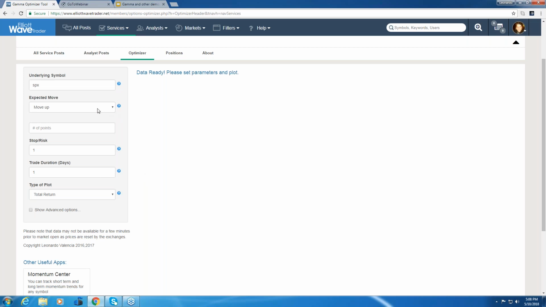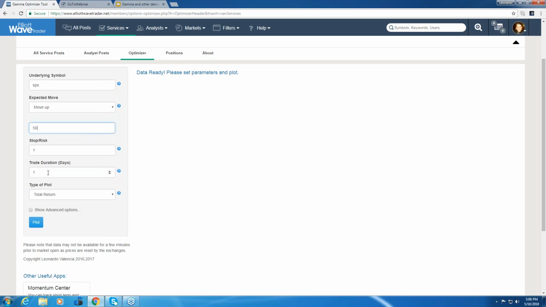So let's simulate something. We have had a tremendous move up in the past week. I am very happy. I was riding that move up with gamma, tremendously. I just closed a position with almost 2,000% return on it. It was incredible. But let's see what the optimizer says. Let's imagine for a second that we'll move 50 points, which is about 2%, over the next week, the next 7 days.